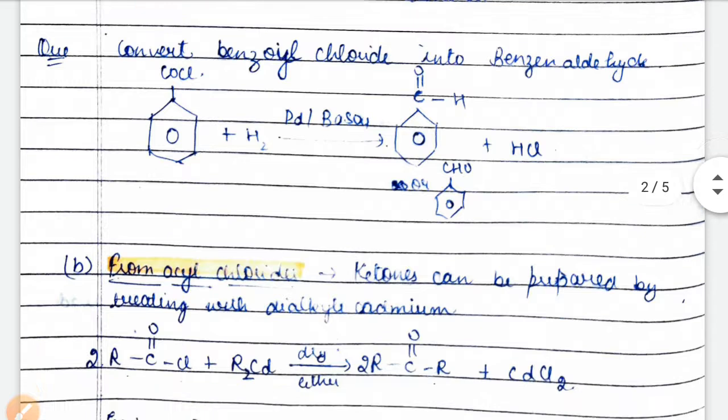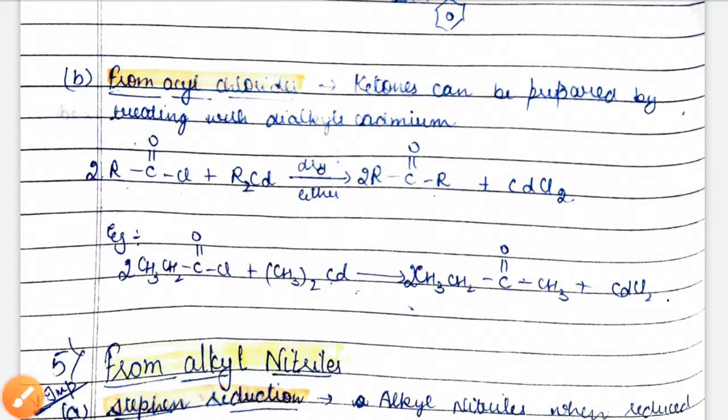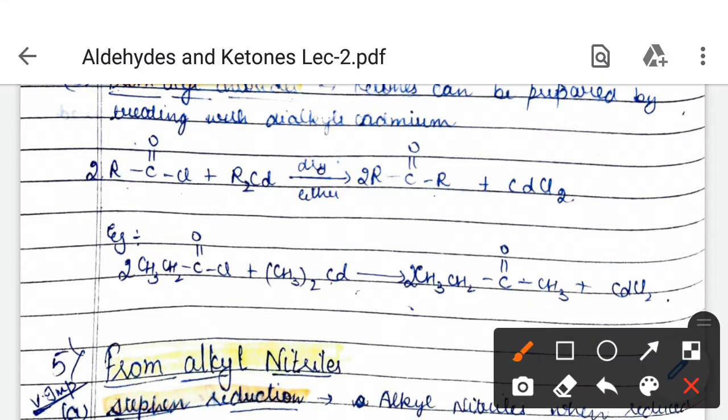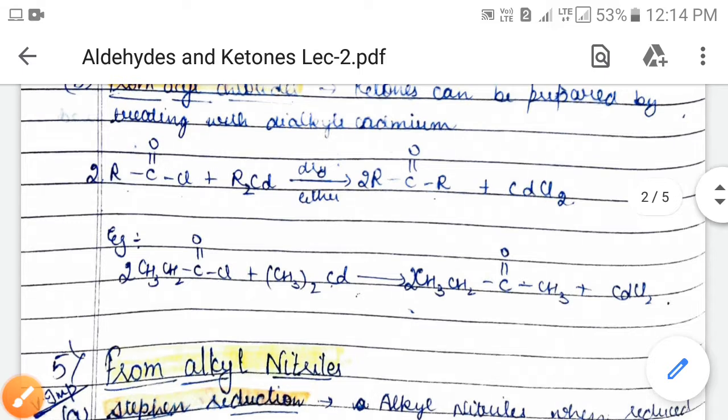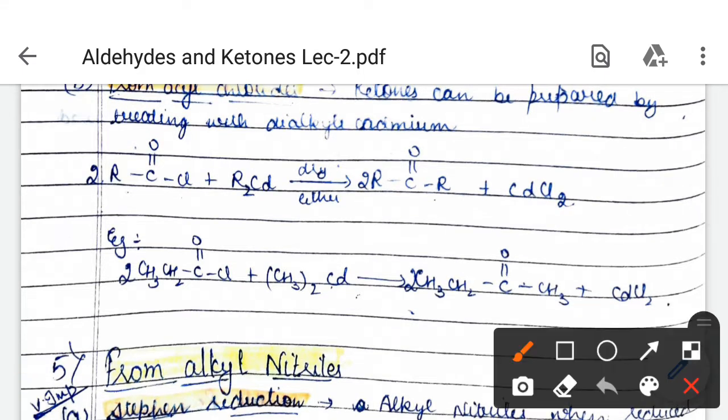And next is its preparation from acid chloride with dialkyl cadmium. With this dialkyl cadmium, we get ketones. So to get ketones, we can treat acid chlorides with dialkyl cadmium in the presence of dry ether to get ketones as a main product.